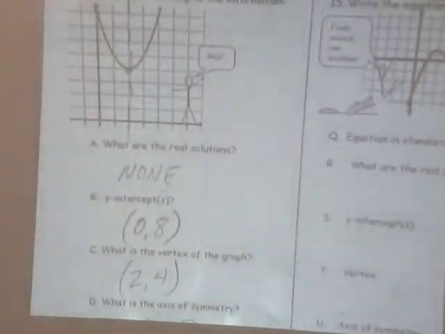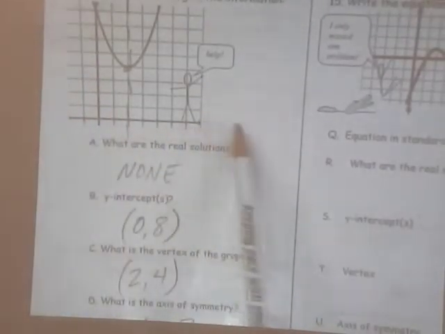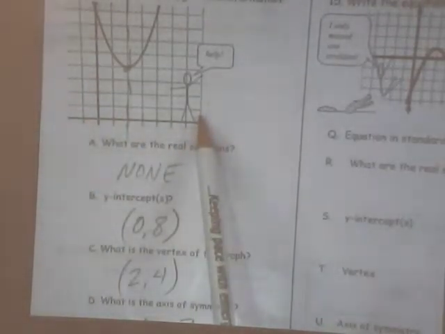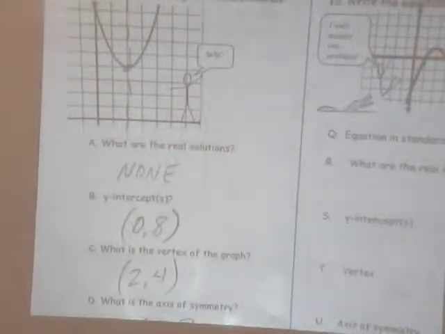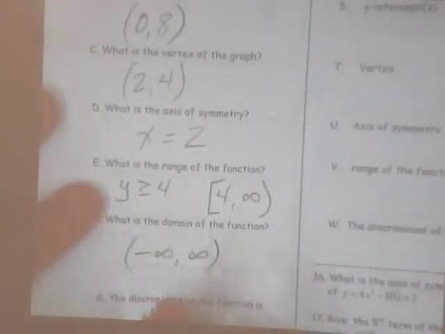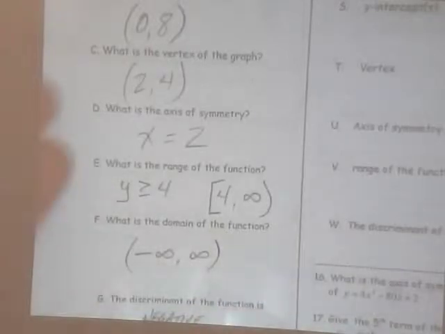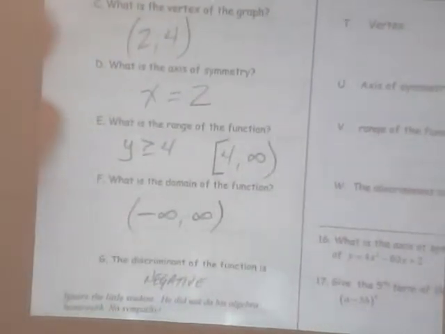What do we know about the discriminant of this graph? It's got to be negative. It's not touching the x-axis, is it? So we're going to have imaginary solutions. And the only way you get imaginary solutions is to take the square root of a negative number. So the discriminant has to be negative. Any questions on 14?